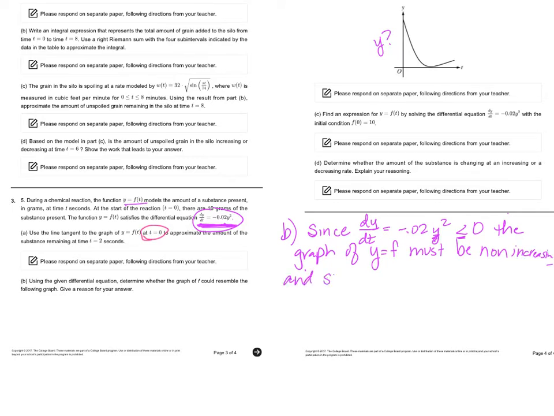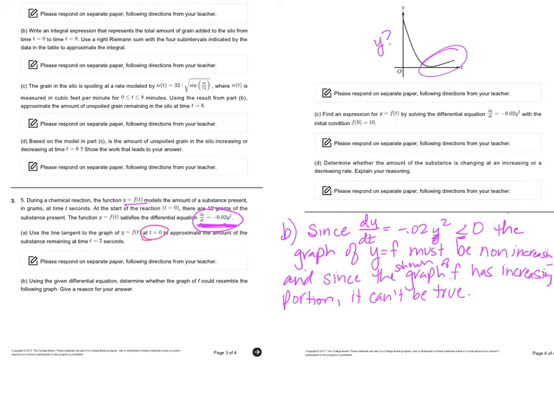And since the graph of f, or the shown graph of f, has increasing segments or an increasing portion, it cannot be true, or something to that effect. Again, you don't have to have that exact wording, but you're explaining why, with this increasing piece right here, that would not be true.